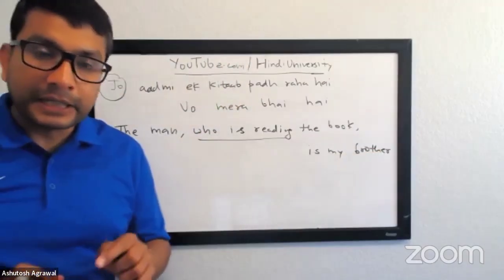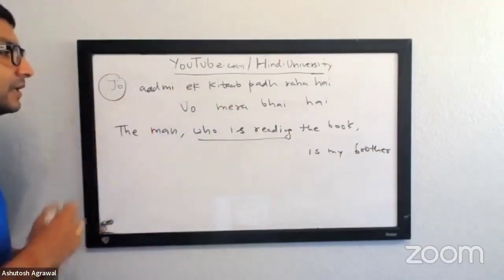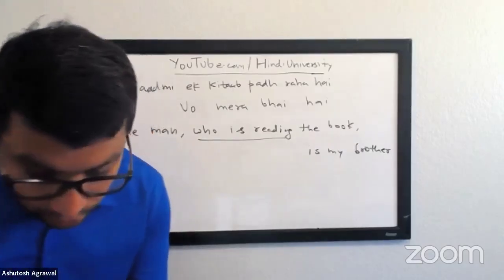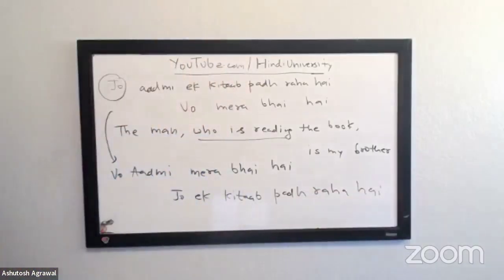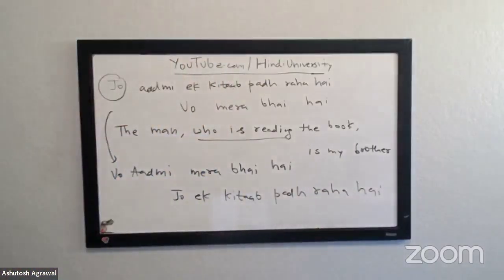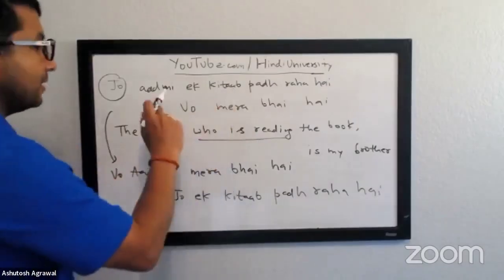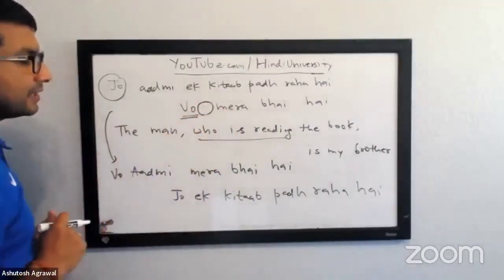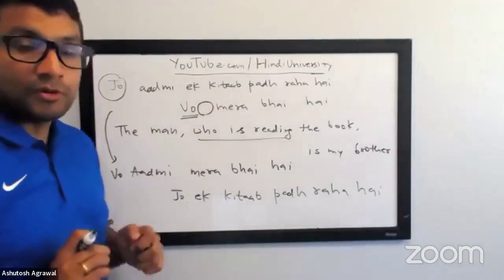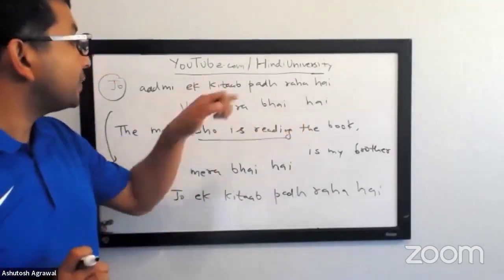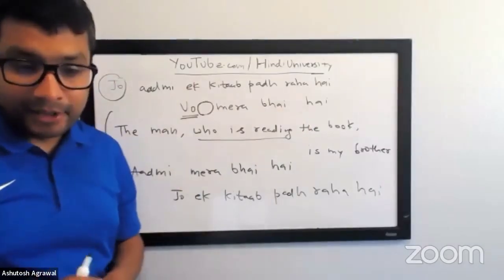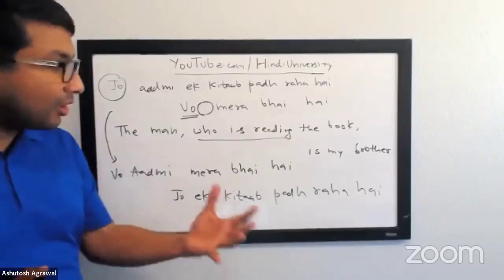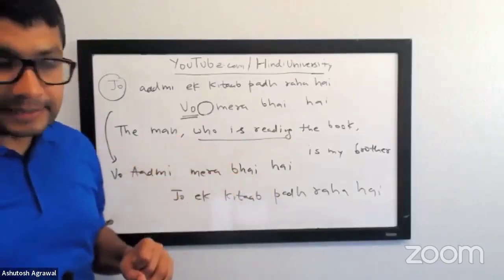Okay, so in Hindi, the position is flexible. Basically, it will allow you to move it around. Okay, आदमी, वो आदमी मेरा भाई है. वो, that man, वो आदमी. Basically, what you did was you started with वो, and then you put the pronoun here. वो आदमी मेरा भाई है जो एक किताब पढ़ रहा है. You change the order, okay? Because Hindi is a little bit flexible here. It is allowing you to play around with it and say it, okay?